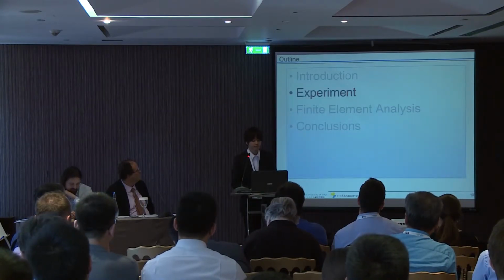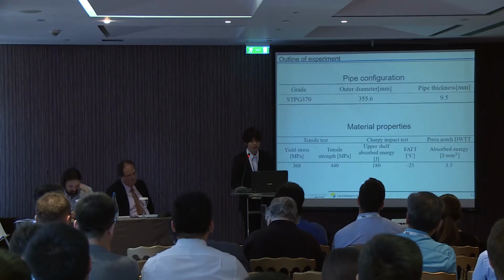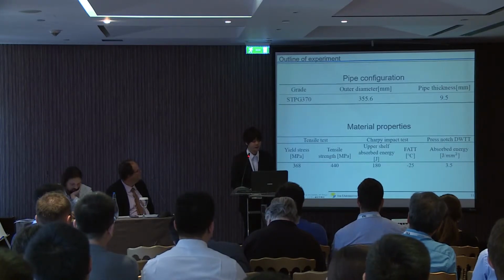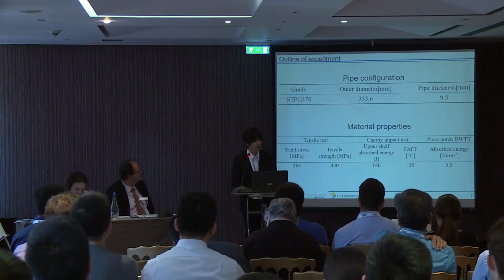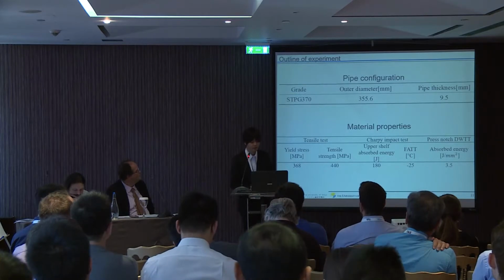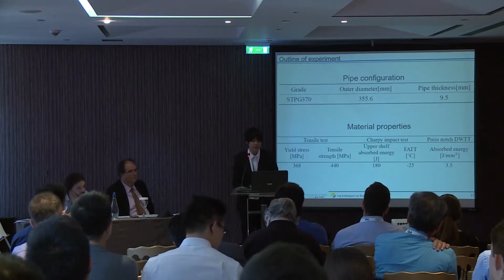Second, experiment. This is the outline of the experiment. The table above is pipe configuration, pipe grade, outer diameter, and pipe thickness. The table below is material properties.